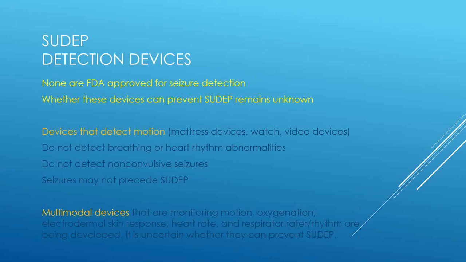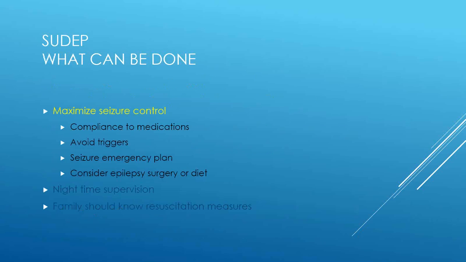The devices that are available are most commonly detecting motion. Those are the mattress devices, watches, video devices. They do not detect breathing or heart rhythm abnormalities that may be cause of SUDEP, and seizures may not precede SUDEP, as I mentioned before, and they will not detect non-convulsive seizures. Multimodal devices that are monitoring motion, oxygenation, electrodermal skin response, heart rate, respiratory rate, and rhythm are being developed. It is uncertain whether they can prevent SUDEP.